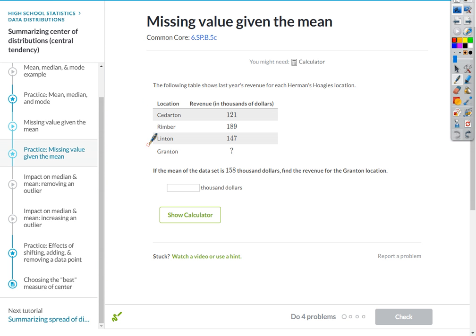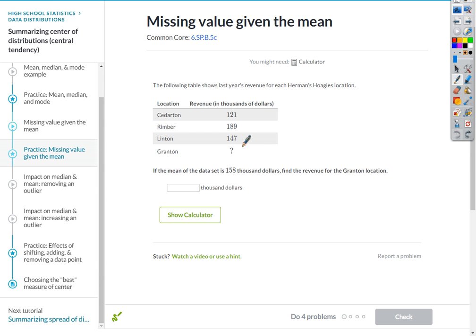So the following table shows last year's revenue for each Herman's Hoagies location. We have 121 for the Sidarton, Rimber was 189, Lytton is 147, and Granton is an unknown amount. If the mean of the data set is $158,000, what is the revenue for the Granton location?